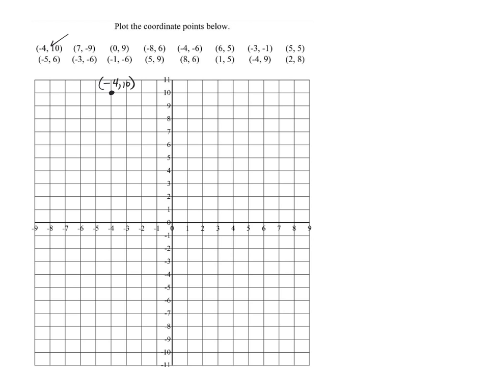Okay? So 7 and -9. That's 7 to the right, in the positive x, and -9 means down in the y direction. 7 and -9. What quadrant is that point in? It's quadrant 4.